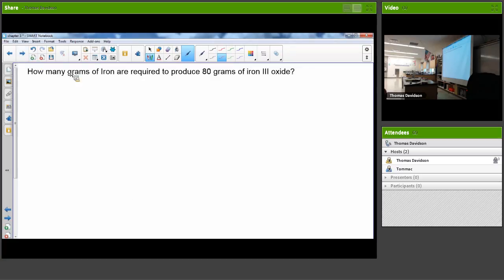How many grams of iron are required to produce 80 grams of iron 3 oxide? Now, here's the problem for some of you, and I know you. You can do the math, but you can't do chemistry. So let me help you. How many grams of iron are required to produce? So iron would be on which side of the arrow? The left, right? And what am I producing?